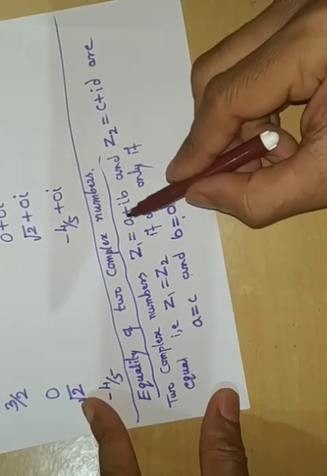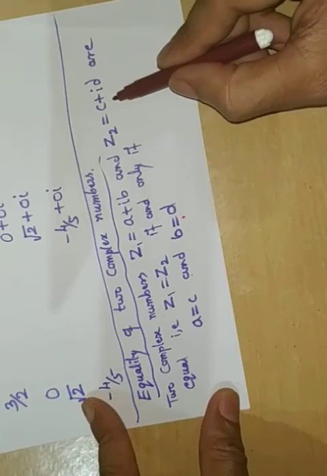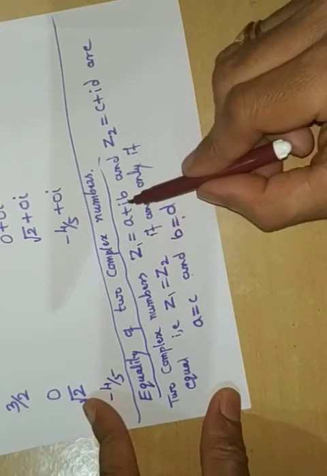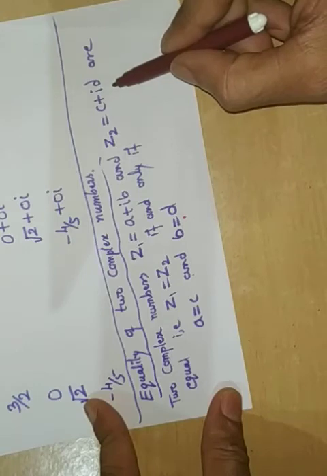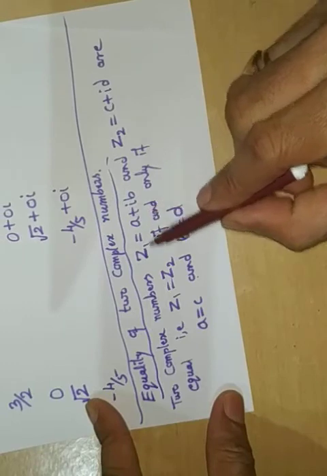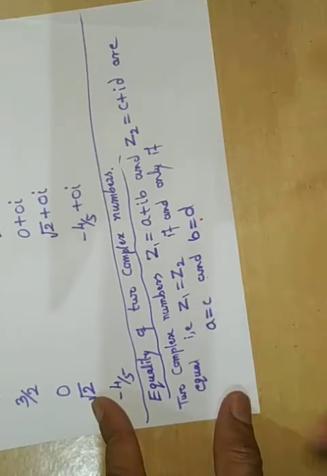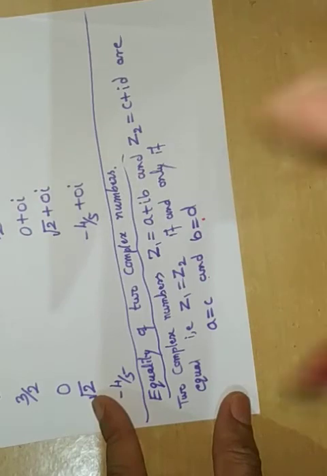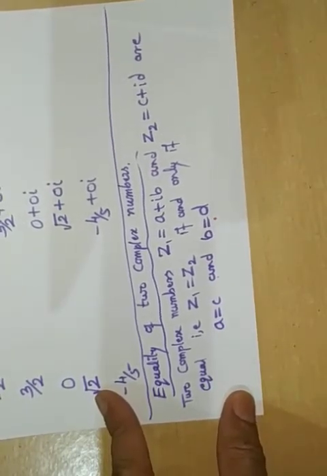to d. It means the real part of the first complex number must be equal to the real part of the second complex number, and the imaginary part of the first complex number must be equal to the imaginary part of the second complex number. Then only are these two complex numbers equal. So the meaning of equality of two complex numbers is that two complex numbers are equal only when their real parts and imaginary parts both are equal.